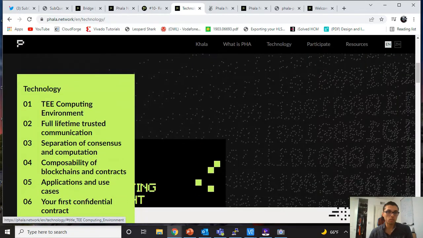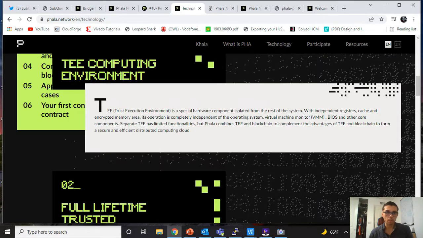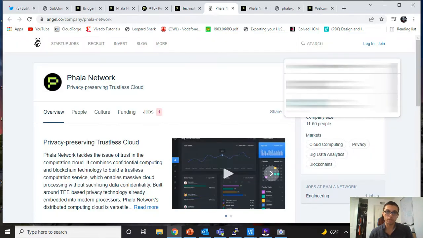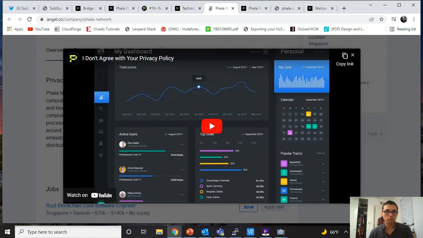So technology, TEE, computing environment, this is what we're going to focus on. This is the most interesting. They basically formulate these confidential contracts that can be run inside these trusted execution environments, and anyone who mines on this network has to have this type of CPU, from my understanding. Let's watch this little clip.